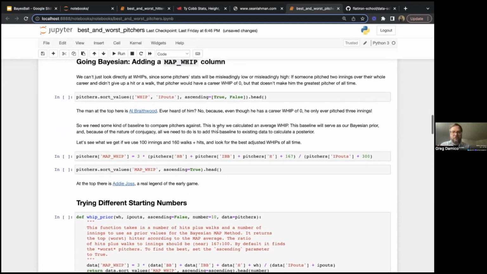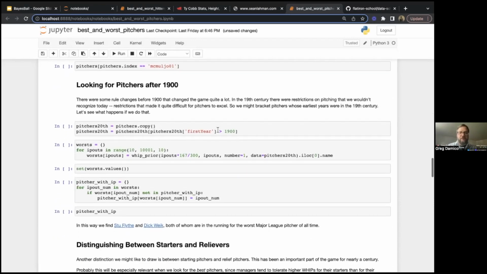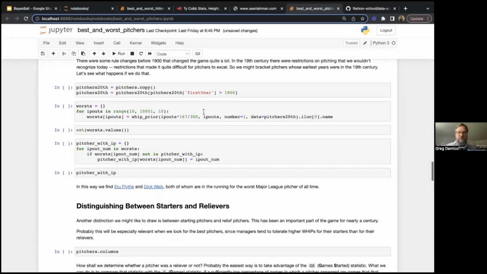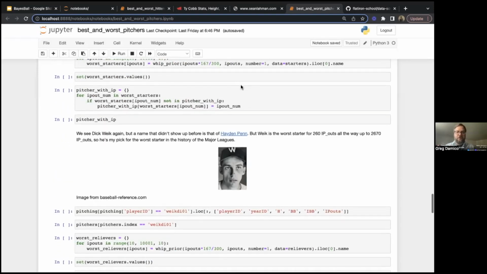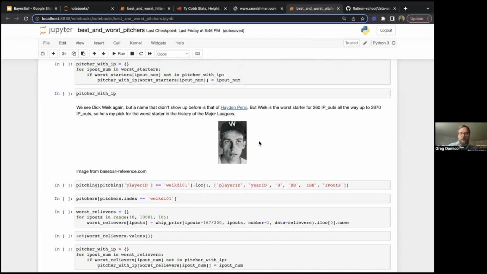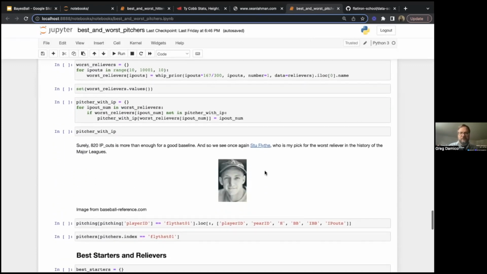Okay, so same sort of thing: make a prior assumption about WHIPs. You might want to look for pitchers after 1900 because the rules of the game changed so much after 1900. You might also want to distinguish between starters and relievers. And if you do all this, lo and behold, you find that Dick Wake comes out as the worst starter. Stu Flythe comes out as the worst reliever.